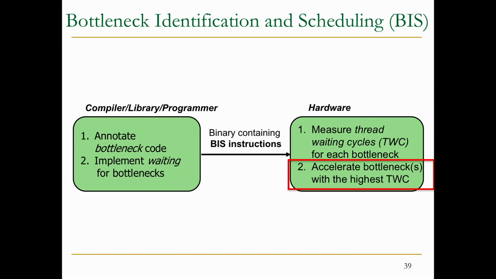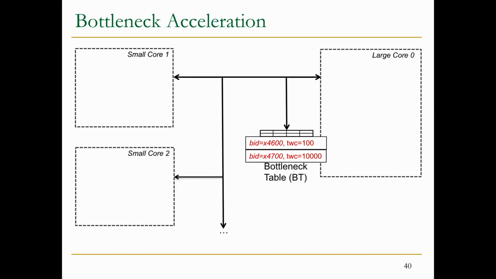So now the question is, how do you accelerate bottlenecks with the highest thread waiting cycles? Let's take a look at 2 examples. Bottlenecks 4600 and 4700. You have some thread waiting cycles that are accumulated. Now the small core wants to execute a bottleneck called 4600. Now it has the option: should I execute it here or should I ship it to the large core?